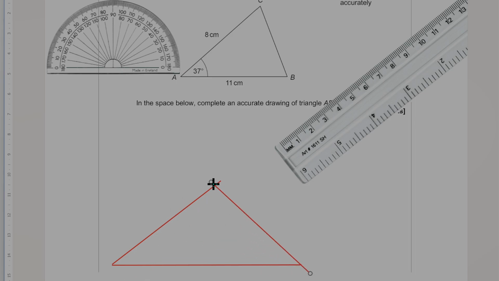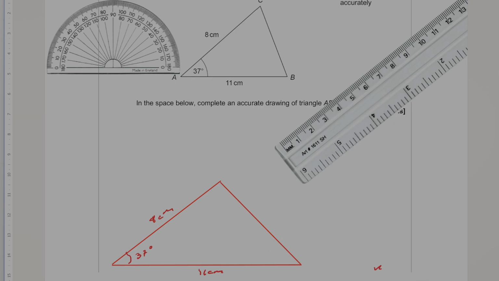Right, so I want that to start there and to end there. And there we go. So I've got an 11 centimeter line there. I've measured that. I've got my 37-degree angle there. And then finally my 8 centimeter line there. Yours should look pretty much the same as that. Yours might be slightly bigger or smaller than mine, depending on whether you're doing this in A5 or A4. But that's the method for it.